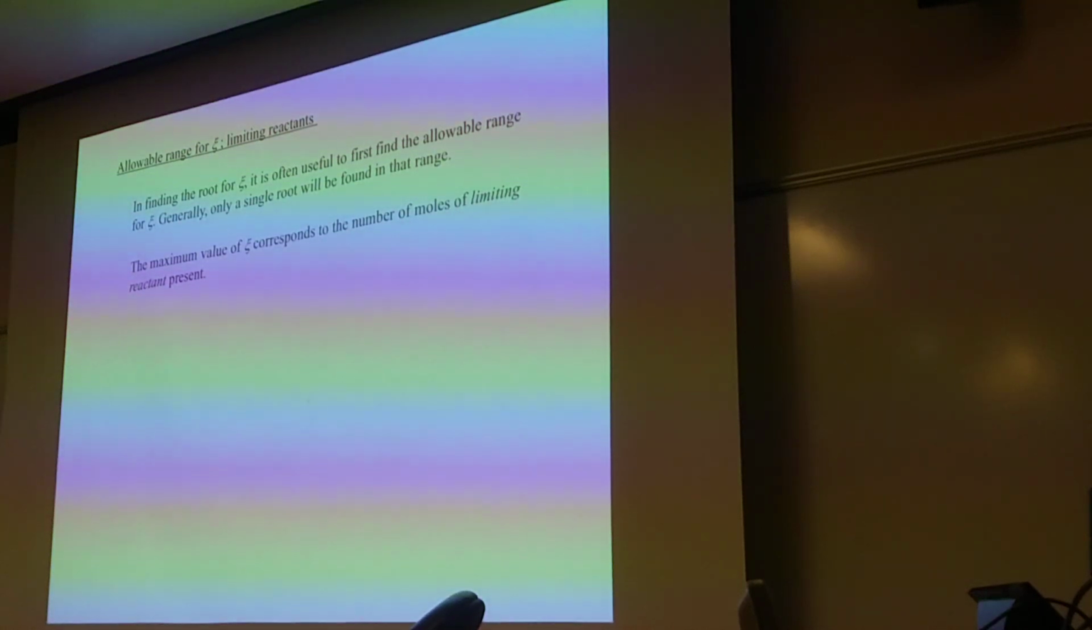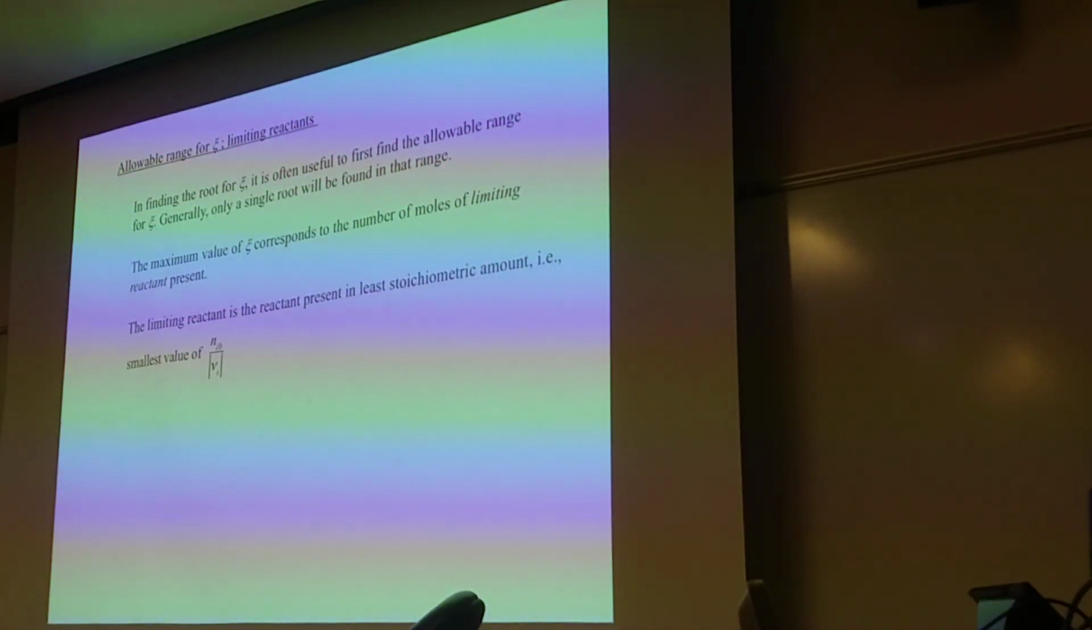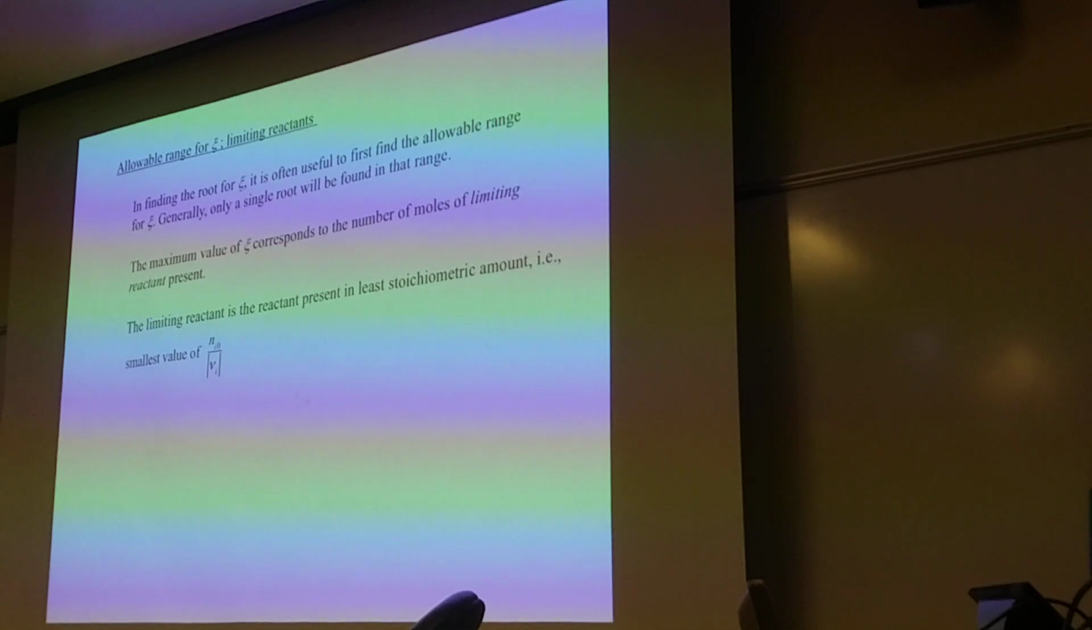The maximum value of xi corresponds to the number of moles of limiting reactant present, because the farthest you can go is when you consume all of the limiting reactant. And we identify the limiting reactant as the one which is present in least stoichiometric amount. That is the smallest value of the initial inventory here divided by the absolute value here of its stoichiometric coefficient. Of course, for reactants, nu i is going to be a negative number, so I have to take the absolute value.